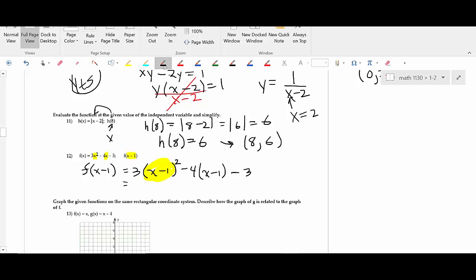You can FOIL that. Okay, so if you do what I highlighted in yellow, it goes like this. X times x is x squared. Negative 1 times negative 1 is plus 1. Be careful with your signs.